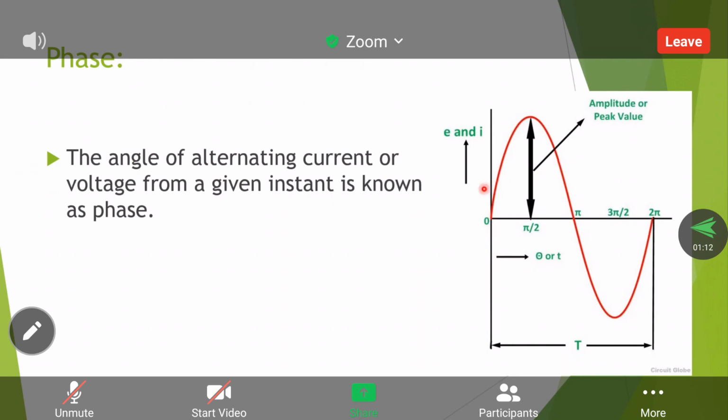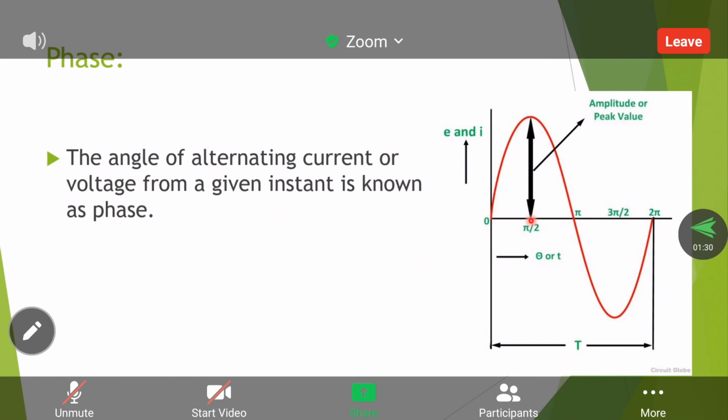Which means the angle is not constant. But in case of DC, we only get a straight line parallel to the x-axis. In case of AC, the angle is not constant. Each and every time it changes.